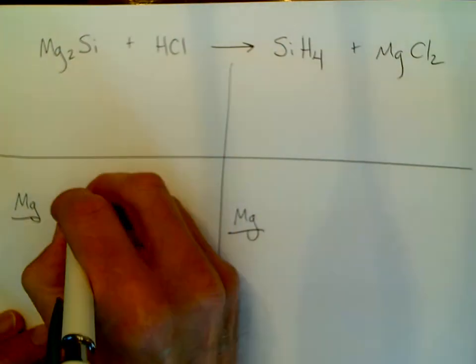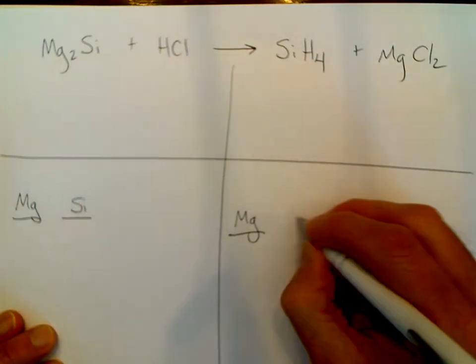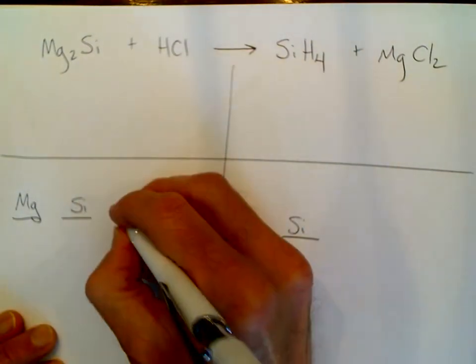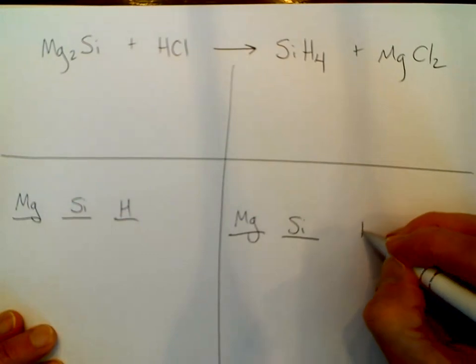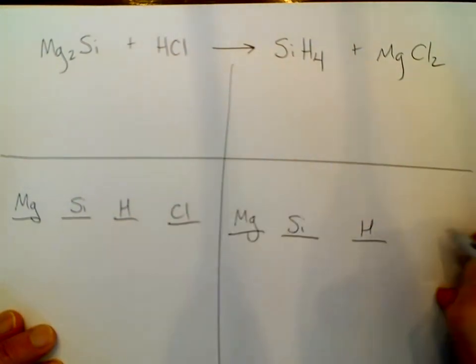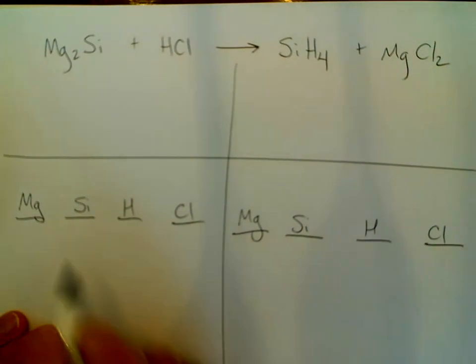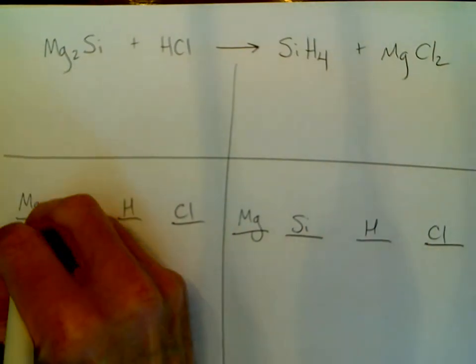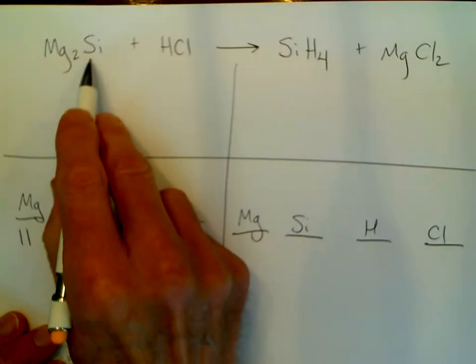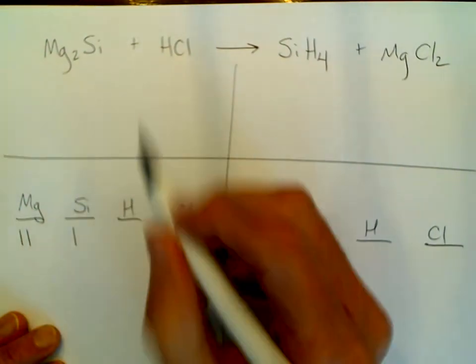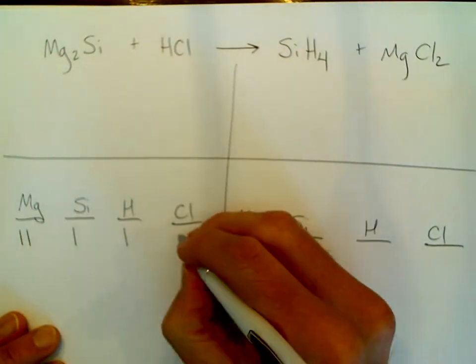I'm going to keep track of my silicons on each side. I'm going to keep track of my hydrogens on each side. And I'm going to keep track of my chlorines on each side. Let's see where we're starting here. Looks like I got 2 magnesiums. I've got a silicon. I've got a hydrogen. And I've got a chlorine.